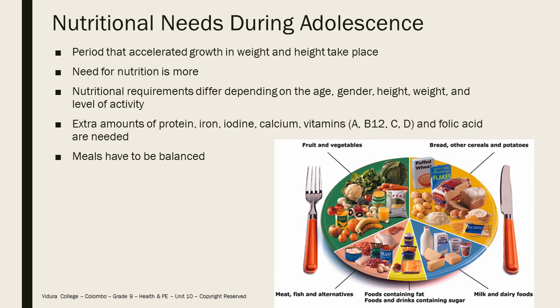It is important to include extra amounts of protein, iron, iodine, calcium, vitamins like A, B12, C, and D, and folic acid in their meals to help the accelerated growth. Also, as I have talked before, it is important to give them balanced meals.